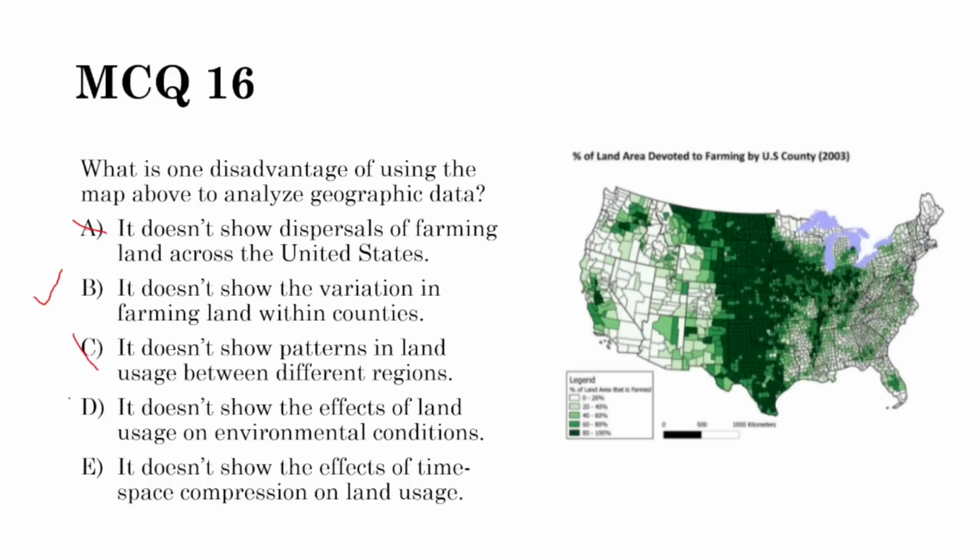D, it doesn't show the effects of land usage on environmental conditions. That's just not the purpose of the map. It's not highlighting any environmental conditions, but it's looking at land usage by humans. E, it doesn't show the effects of time-space compression on land usage. I really don't know how to explain it. Besides that, it's a nonsense answer. So B is the correct answer here.